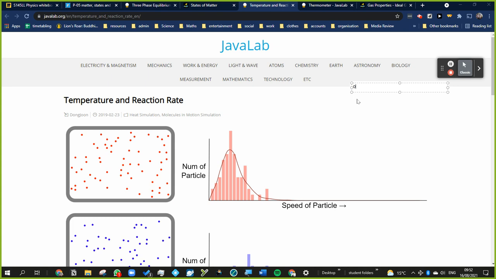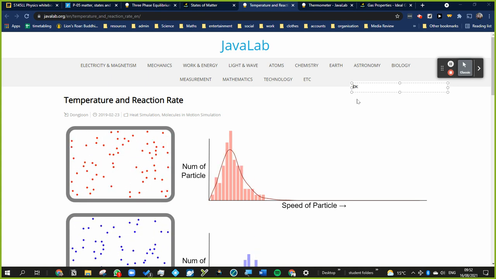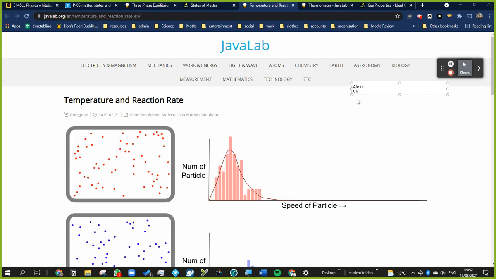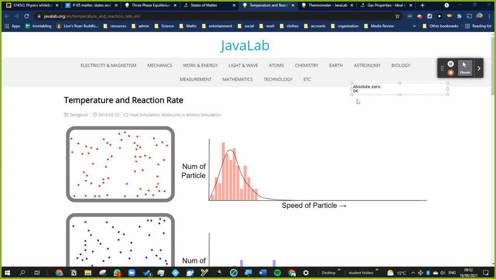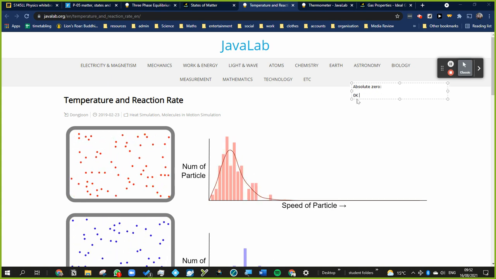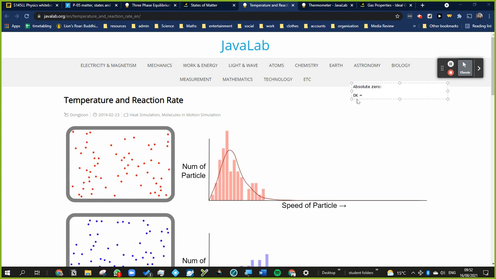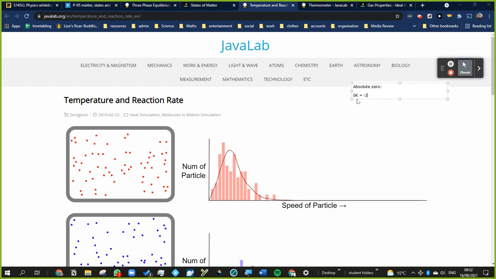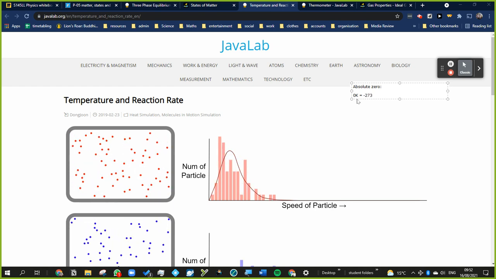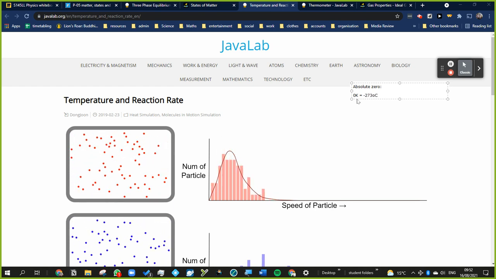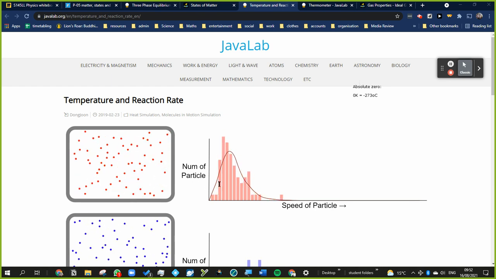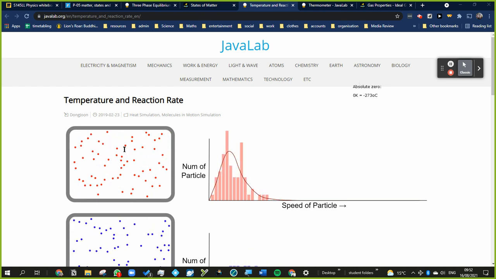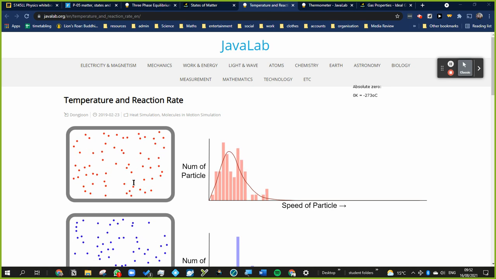So absolute zero is 0 Kelvin, and that's also equal to negative 273 degrees centigrade. Okay, so what does that mean if we looked at all these different particles moving around?